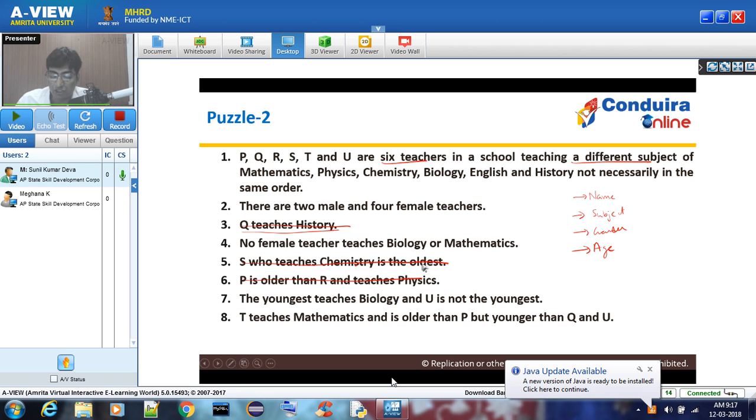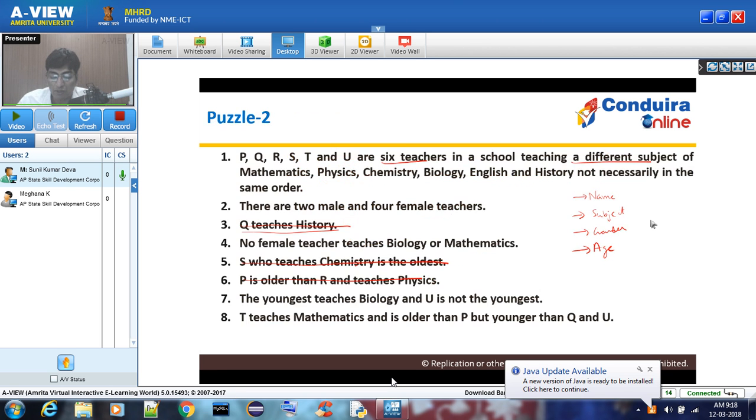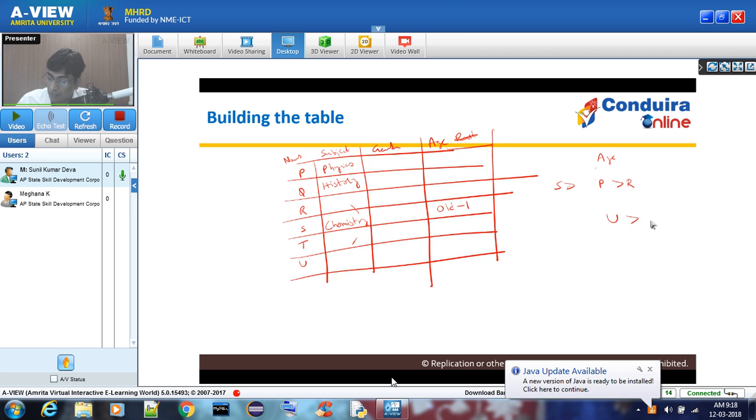The youngest teaches biology and U is not the youngest. So how many people are there? 6 people. The youngest teaches biology and U is not the youngest. So U, there's somebody after U. Who could it be? It could be R, I don't know. But there's still a lot of information missing, even though we are now reading the last piece. Let's go ahead and read. The youngest teaches biology. Who is the youngest? We do not know, unfortunately. It could be R, but we still do not know.